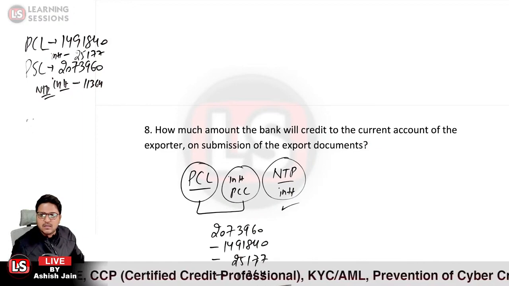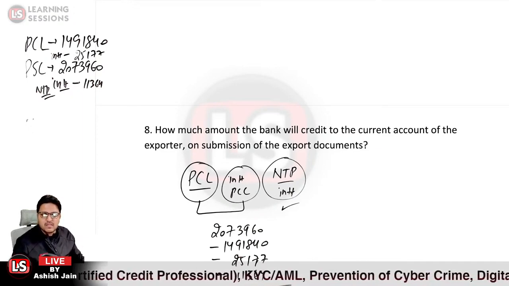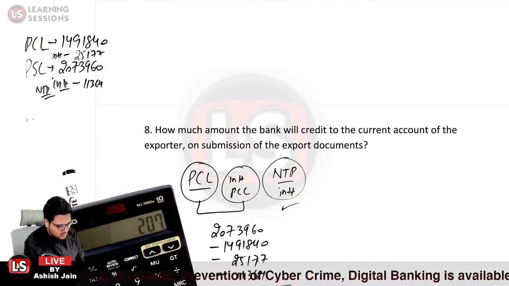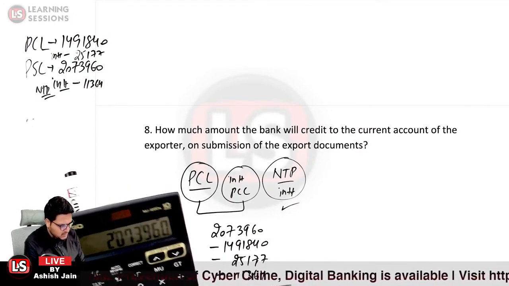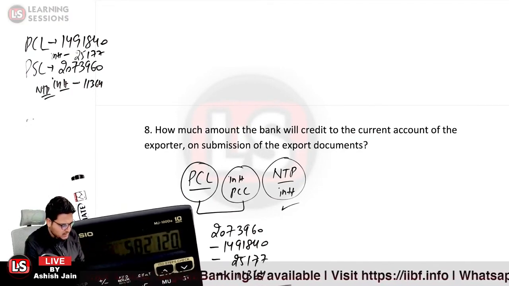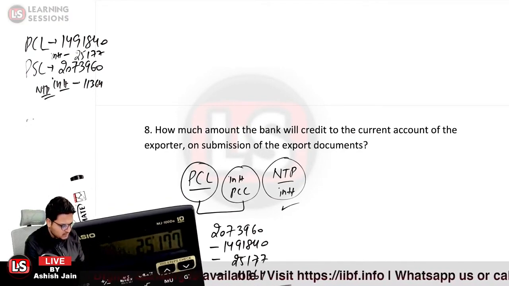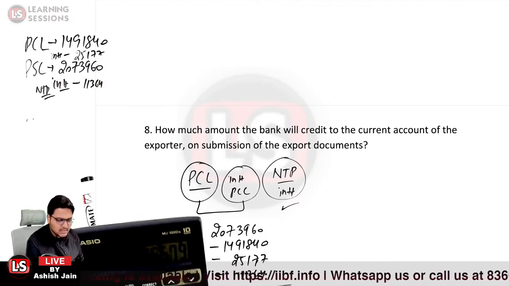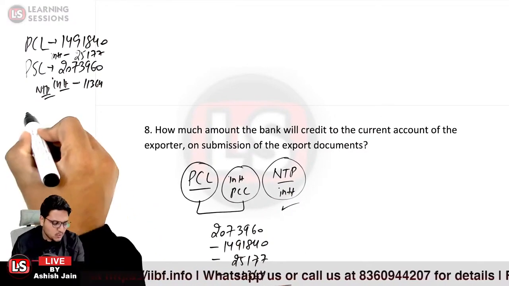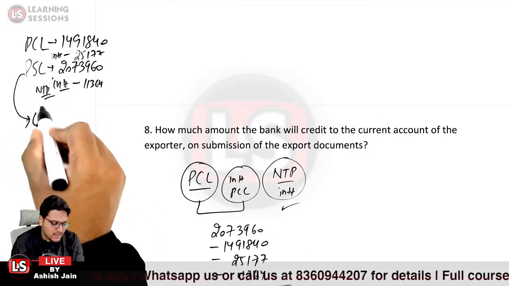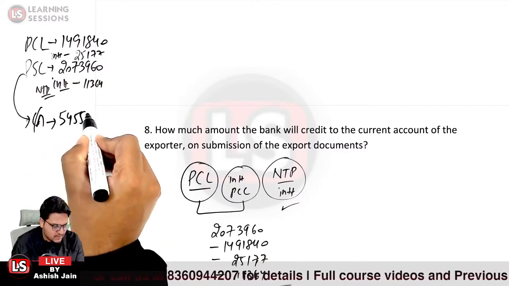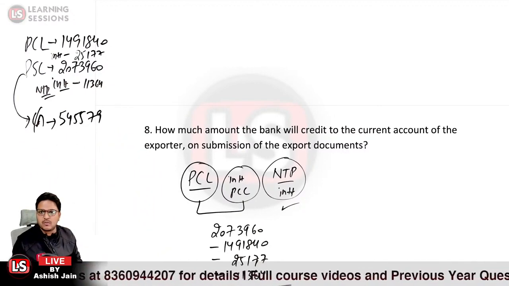So these are the particulars that are to be adjusted. Let me just do the calculation again, I think I made some mistake. So 2073960 minus 1491840 minus 25177 minus 11364. Yes, that is actually right. So in the current account, what amount will we be crediting? In the post shipment credit we'll be adding the amount of 545579 in the current account. Is that clear?